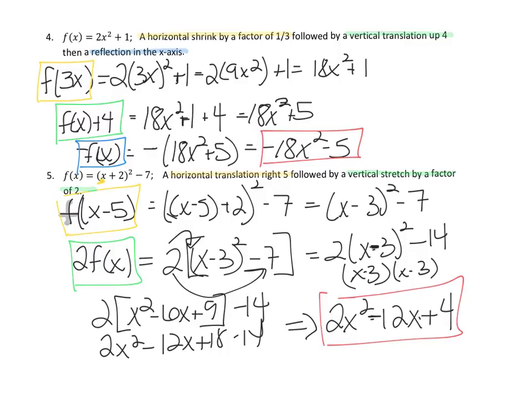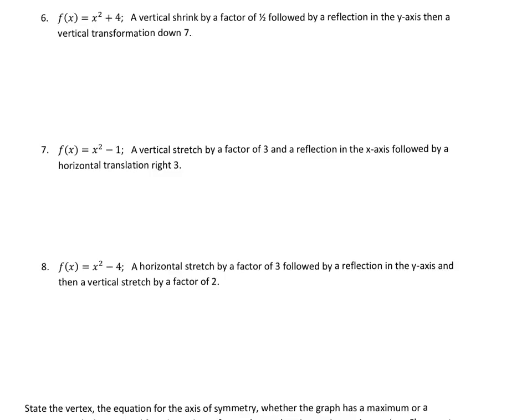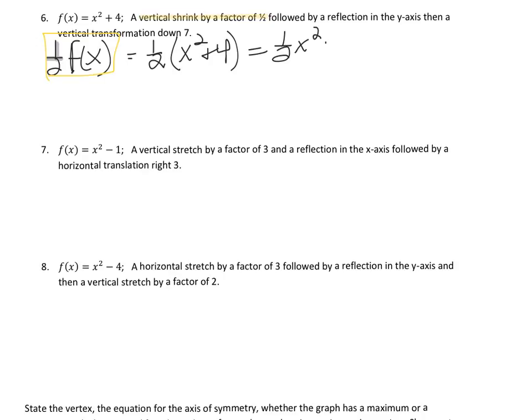Okay, next on the back. I highly suggest at some point you pause this, give one of them a try, and then check your work. f of x is x squared plus 4. First step, a vertical shrink by a factor of 1/2. That's 1/2 times f of x. There's my function notation, which is 1/2 times (x squared plus 4), which is 1/2 x squared plus 2.